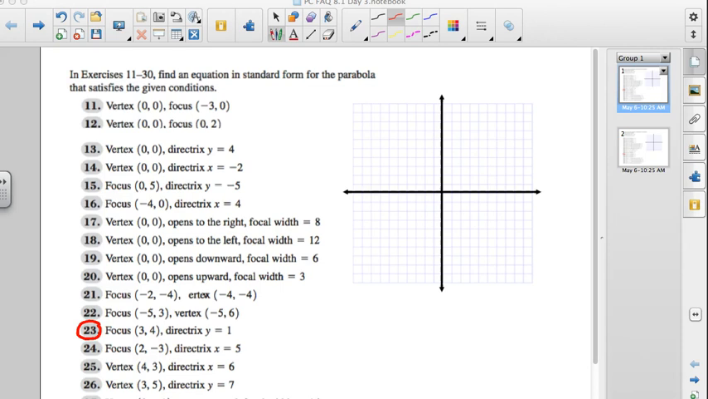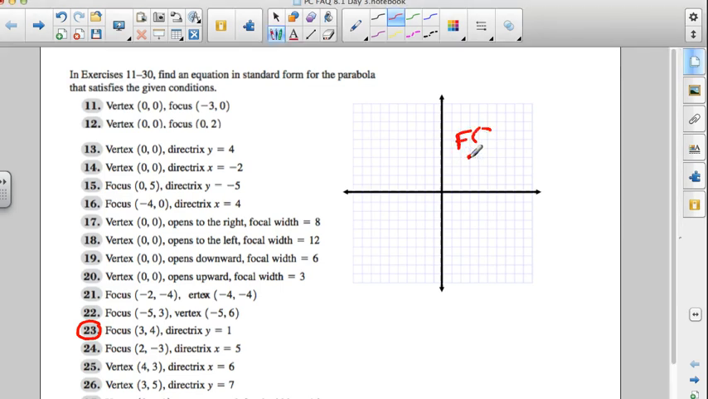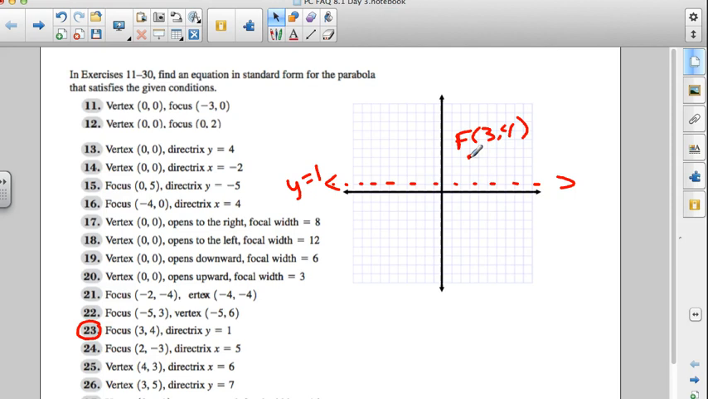The focus is at 3, 4. And we know the directrix is y equals 1. So y equals 1 is going to be a horizontal line right there. Now what that does is it tells me where this is going to go, up, down, right, or left, because I know that the vertex has to wrap around the focus, and the directrix is the line saying, don't go this way, go in the opposite direction. So halfway between where y equals 1 and the focus is 3, 4 is where our vertex is going to be.